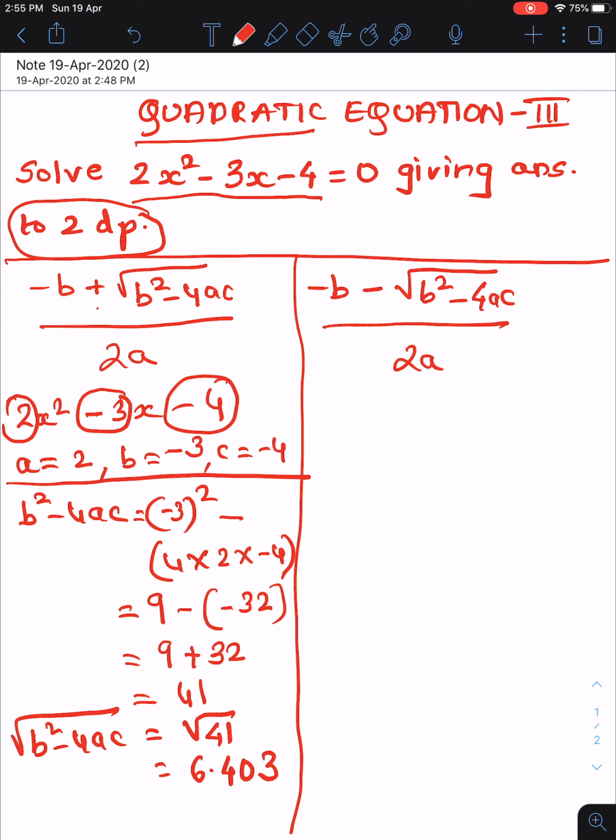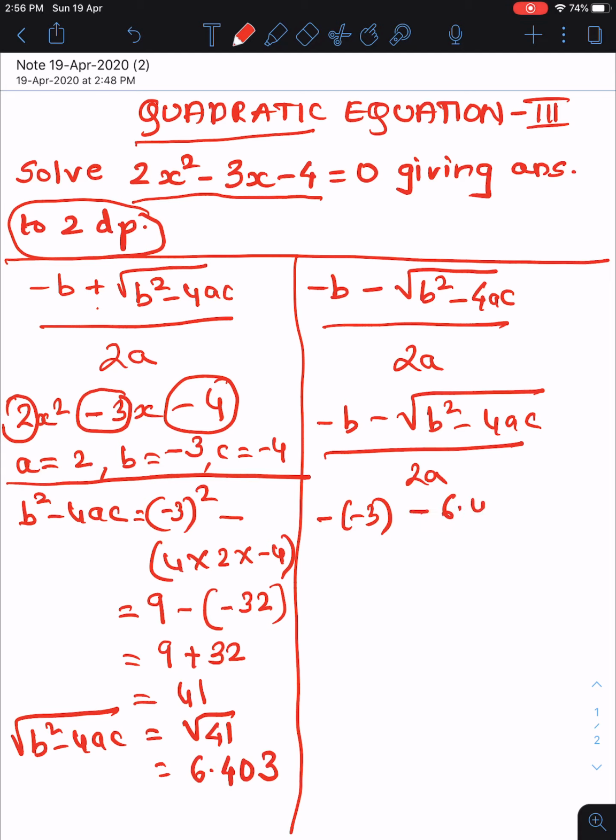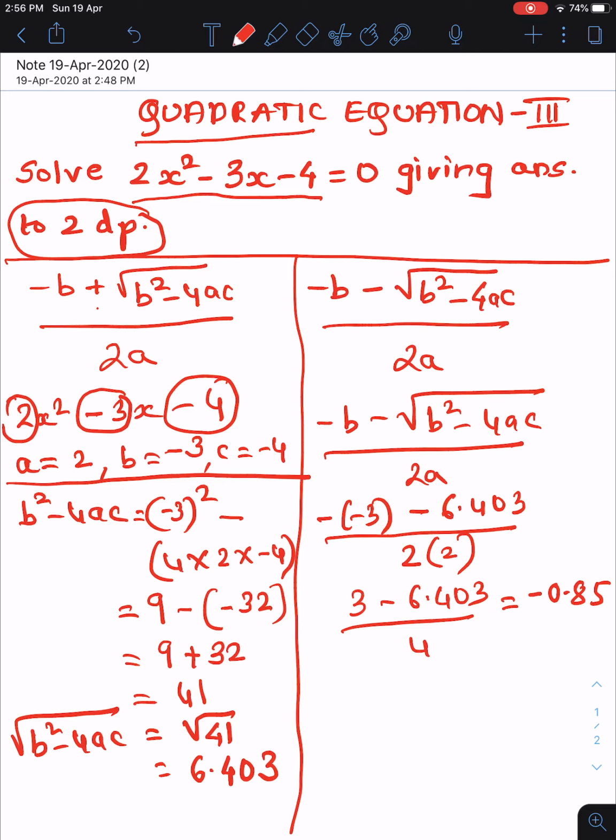Now I put it here. I write the formula again, minus b. Let's do this first. So b is minus 3. So minus of minus 3 minus 6.403 upon 2a. A is 2. So I get 3 minus 6.403 upon 4. This gives me the answer; as 2 decimal places they have told, my answer is 0.85.